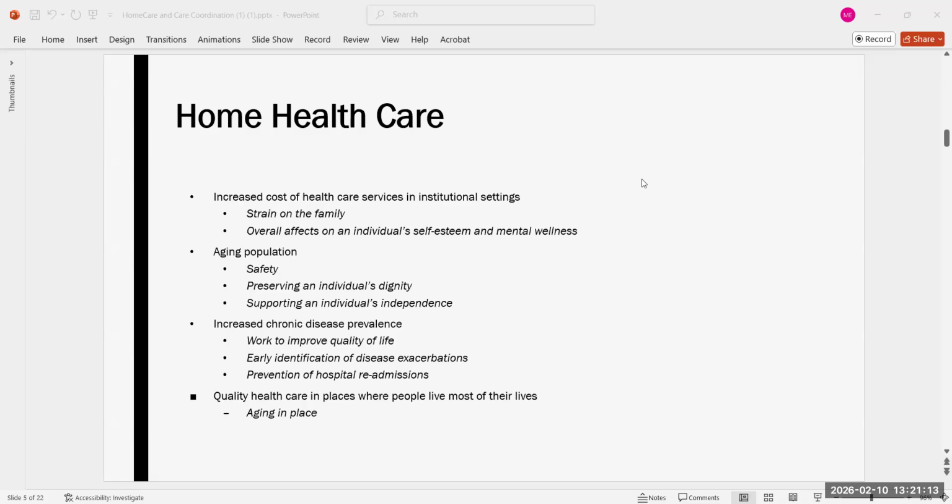And as the last bullet point there is the importance of aging in place. And this, people like to stay where they're comfortable. They like to stay within the home, and stay around individuals whom they love. And quality health care in places where they are going to live most of their lives, and trying to bring the services to them.